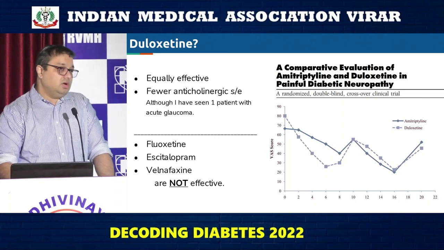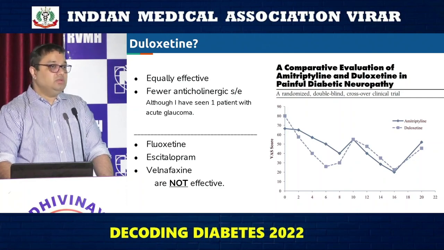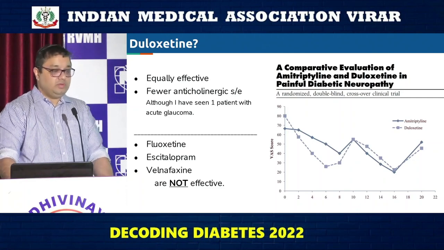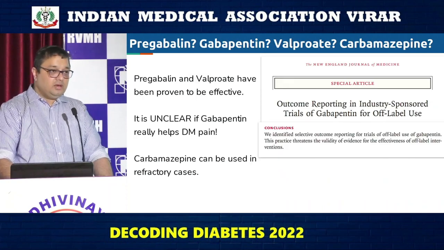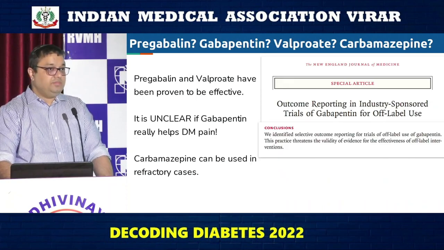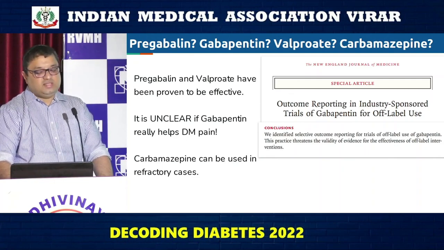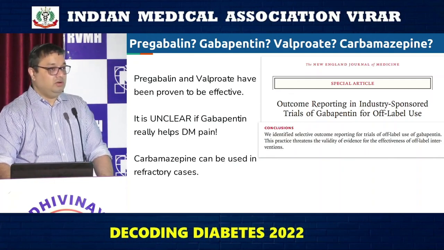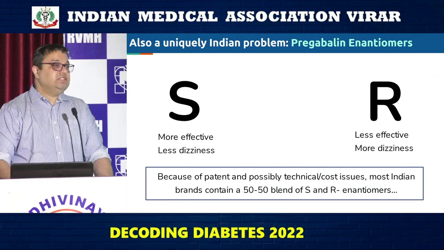Duloxetine, I'll quickly go over. It's an SNRI, very similar to amitriptyline. It does not cause as much anticholinergic side effects, but still I've seen one patient with acute angle closure glaucoma with it. Pregabalin, gabapentin, valproate, carbamazepine, all of these can be tried. Just one thing to mention is that gabapentin is probably not very effective, even though we use it a lot. This was an article in the New England Journal of Medicine. On the other hand, pregabalin is effective.